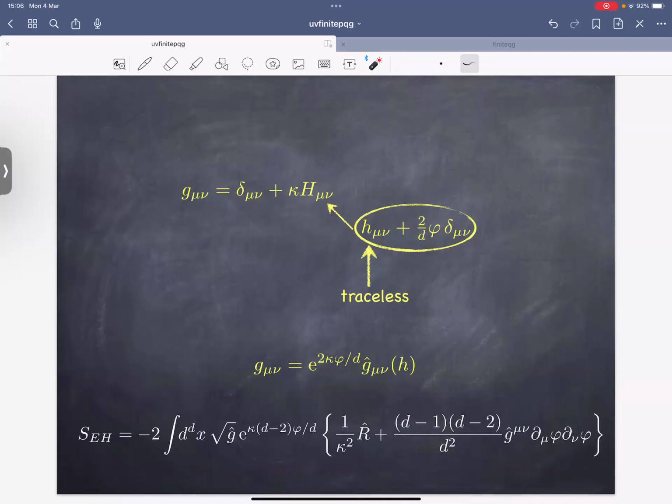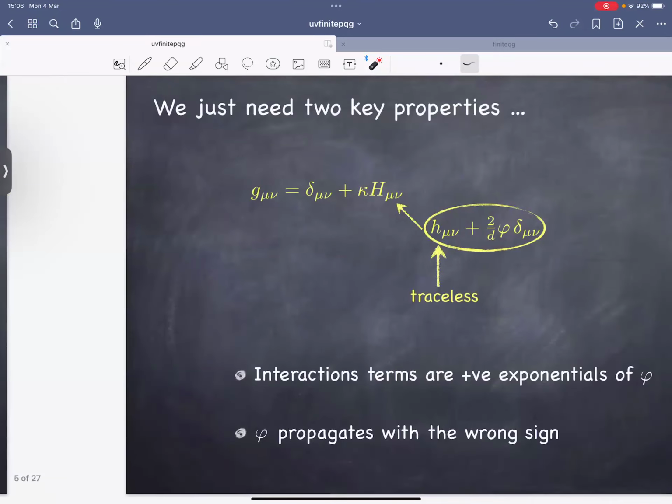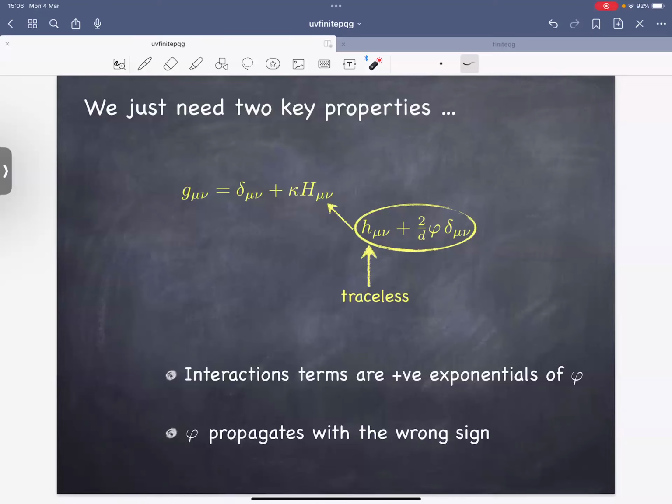And I want to draw your attention to this exponential, which is parameterizing the overall size of the Einstein-Hilbert term, and is a positive exponential of the conformal factor for all dimensions greater than 2. And the other thing that's interesting is that you generate a kind of kinetic term for the conformal factor, and it comes with the wrong sign in dimensions greater than 2. So actually what I'll need is just 2 key properties. First of all, the interaction terms have got to all contain positive exponentials of the conformal factor. And secondly, I need the conformal factor to propagate with the wrong sign. Now, this is kind of natural, given that you've just seen that it has a negative kinetic term.